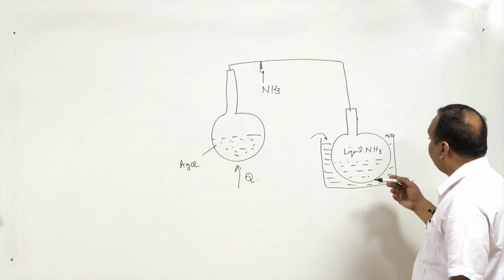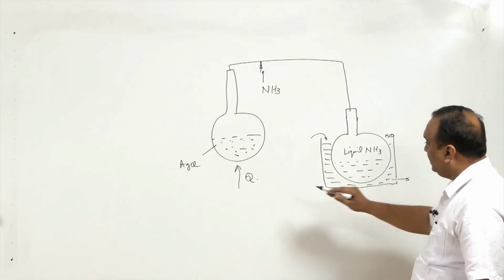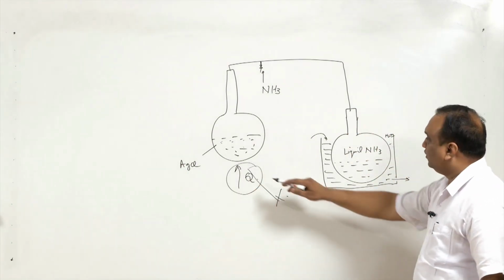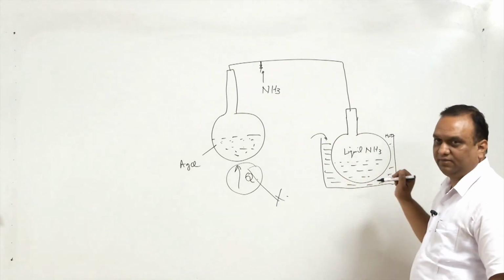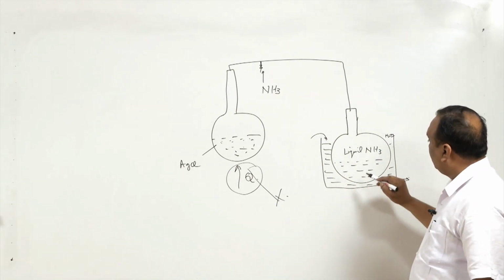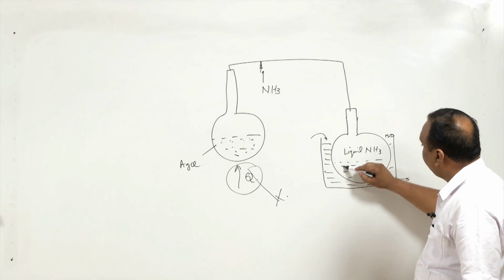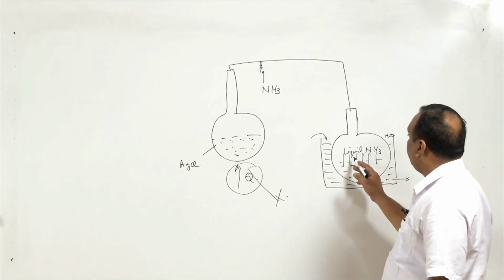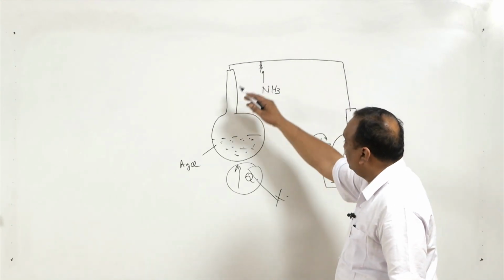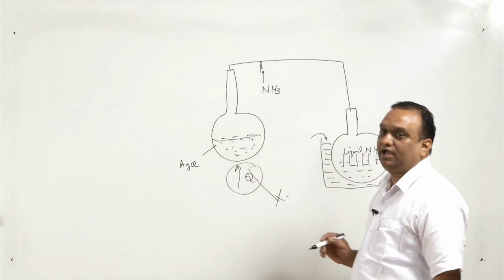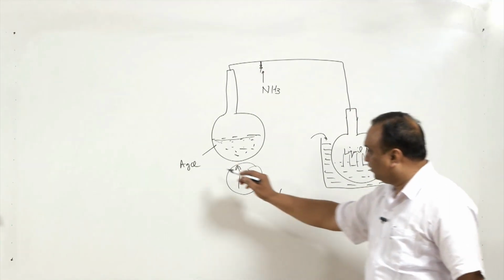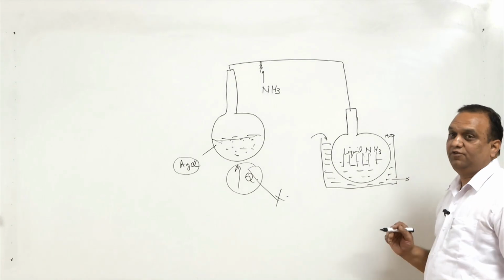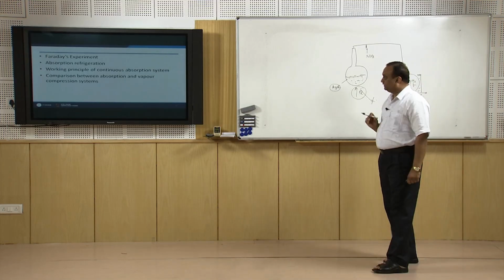But when he started his observations after some time, and this heat was removed because it was no longer required because all the ammonia was collected here. When he started his observations, he found that this pool of liquid started boiling. It started boiling off, and after a certain period of time, all the ammonia was again reabsorbed by silver chloride. This gave birth to the concept of absorption refrigeration system.